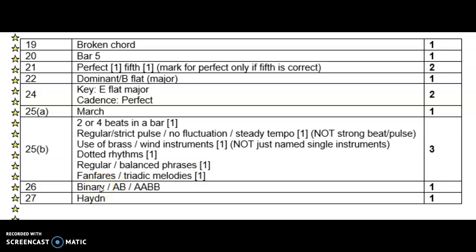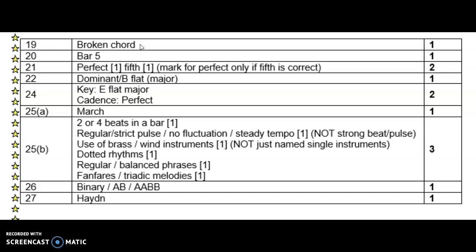I clearly saw the double bar lines to show me the binary form. Okay, and then this composer is a classical composer. It is Haydn. So study the march. If you're unsure about the accompaniment, that question 19, I will add some links of other videos for you to watch. But I'm sure that you understand all this work.